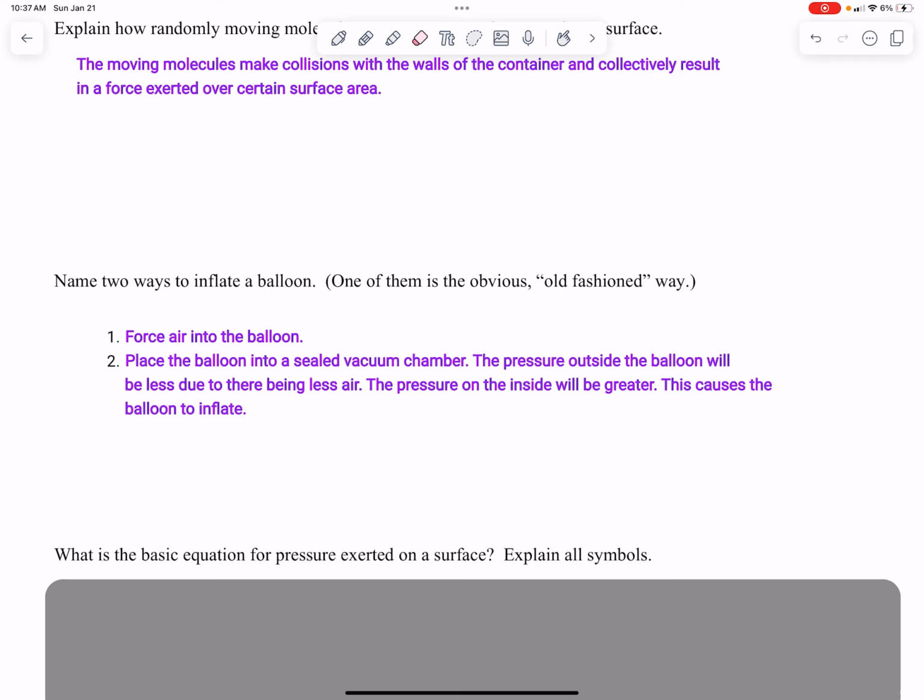So, for instance, if you take this sealed balloon and you put it in a vacuum chamber, which by definition is a region of no air, you suck the air out of it, right? So the pressure outside of the balloon will be less due to there being less air. The pressure on the inside of the balloon being greater causes the air to push outward and therefore expands the balloon.